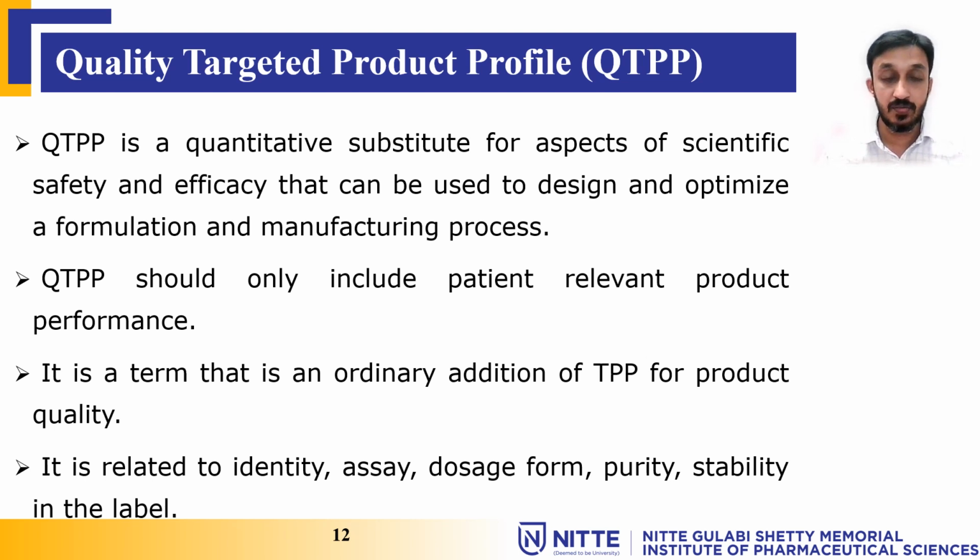So in reality, quality targeted product profile is the first step in QbD. The formulation scientist has to develop a profile for the product stating what sort of dosage form it should be, what should be the assay and the tests required, and what should be the limits of each parameter and specifications.